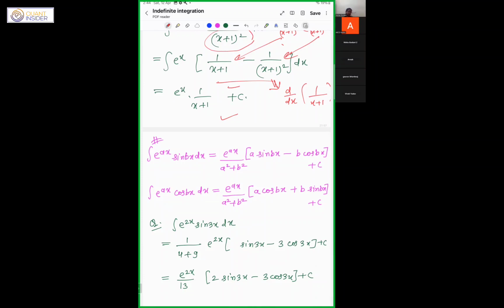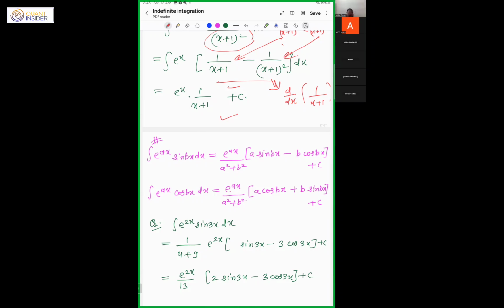Let's move to the next. These are very important results. I'm not discussing their proofs, but these are very useful whenever you study Fourier series, and whenever you deal with problems in Laplace transform and many other places, you will see that these formulas are applied there. So you must remember these.